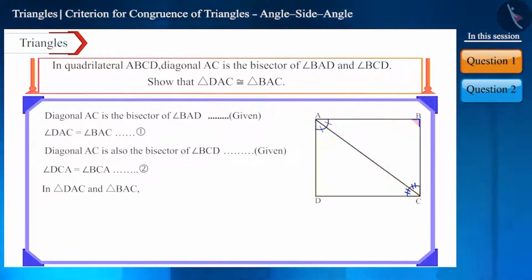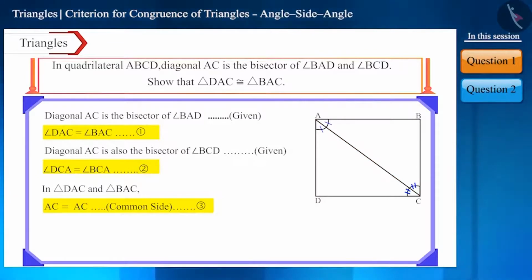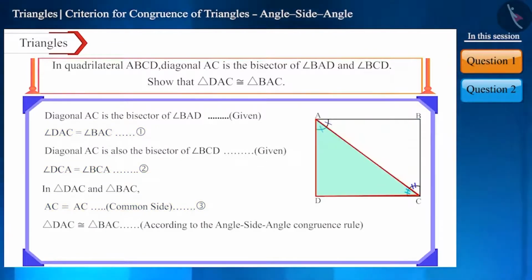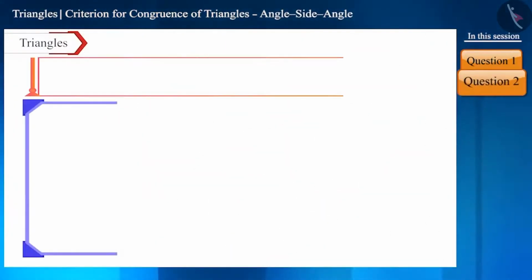Now, look at triangle DAC and triangle BAC. Here, these two angles are equal to each other, and side AC is the common side. Notice that this side is the included side of the two angles. From equations 1, 2 and 3, we can say that these two triangles are congruent as per the ASA or angle side angle congruence rule for triangles. Let's move ahead to our next question.